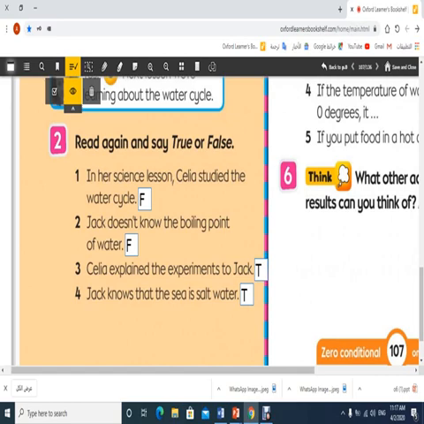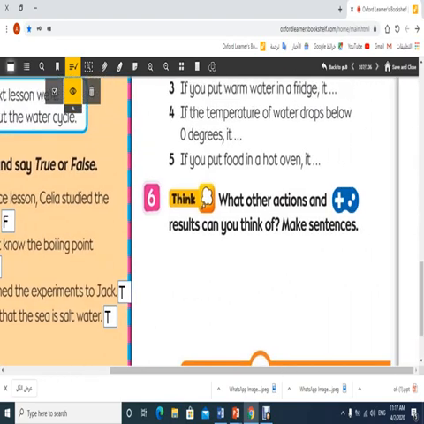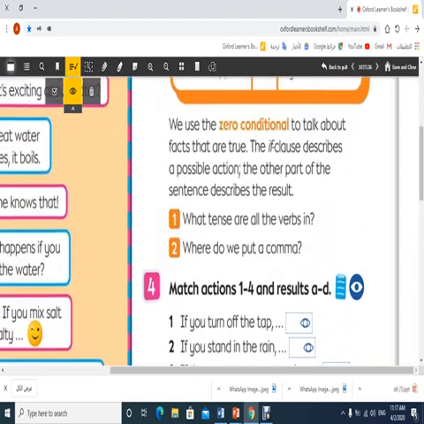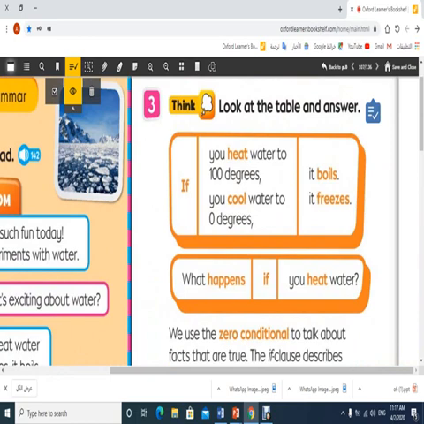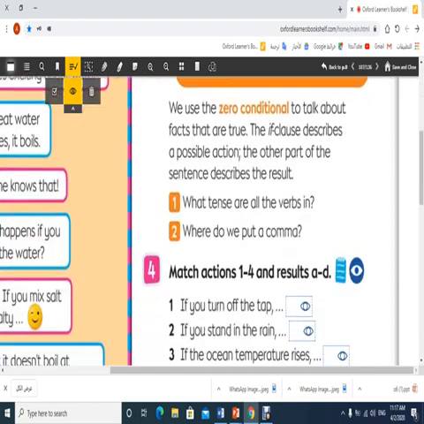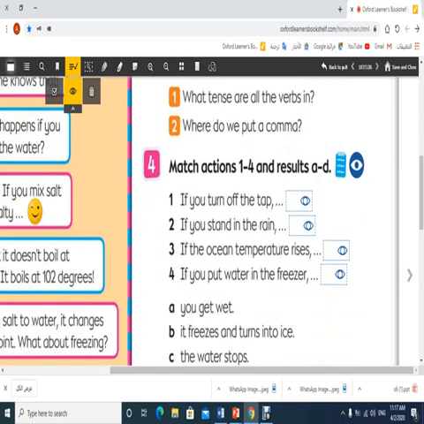Finished? Good. Let's move to the other example. That's the rule of F. We explained the F condition and we know what happens if you heat water. Someone answer me: what happens if you heat water? What happens, kids, when we boil water? Good. If you heat water to 100 degrees, it boils. Excellent, boiling point.